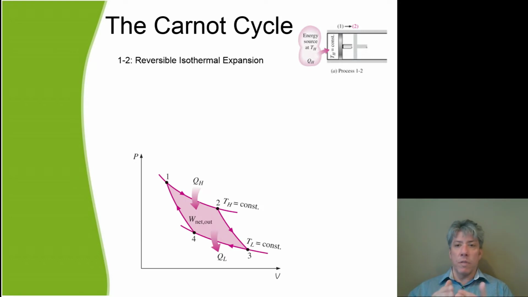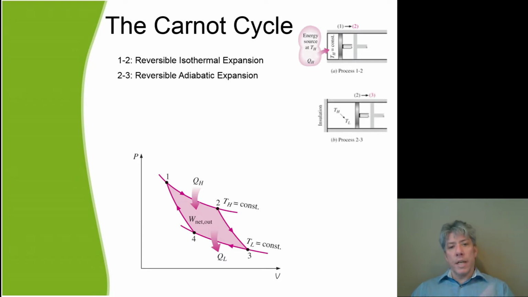Because there's some heat transfer, this would literally take forever because there can't be any difference in temperature, therefore there can't be any heat transfer. But that little detail aside, we'll allow this to continue. So this would be a reversible isothermal or constant temperature expansion process. The next process from state 2 to state 3 is a reversible adiabatic expansion.